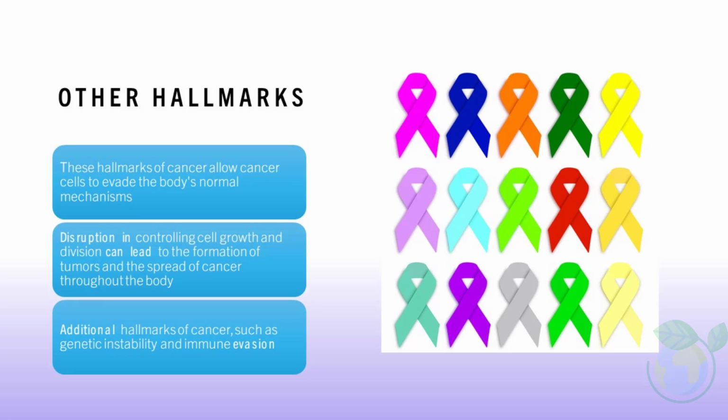Other hallmarks. These hallmarks of cancer allow cancer cells to evade the body's normal mechanisms for controlling cell growth and division, leading to the formation of tumors and the spread of cancer throughout the body. In addition to these 6 hallmarks, researchers have also identified additional hallmarks of cancer, such as genetic instability and immune evasion. Genetic instability refers to the accumulation of mutations in cancer cells, which can lead to the development of new characteristics and abilities in cancer cells. Immune evasion refers to the ability of cancer cells to evade detection and destruction by the immune system.